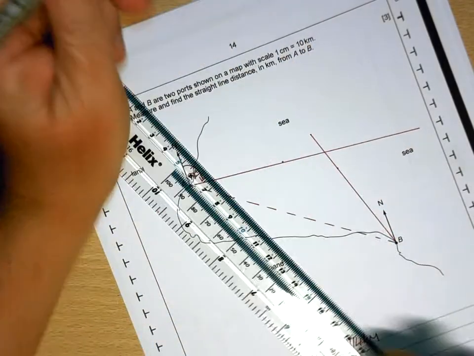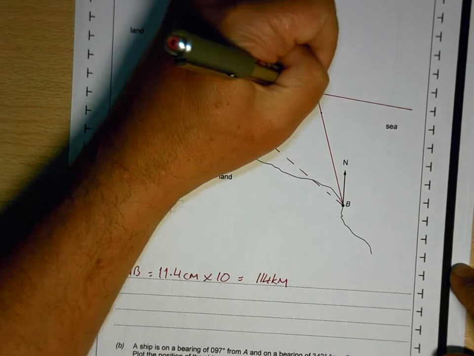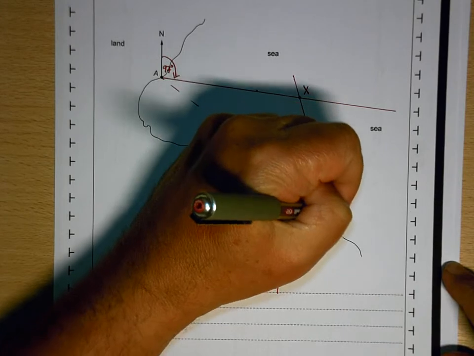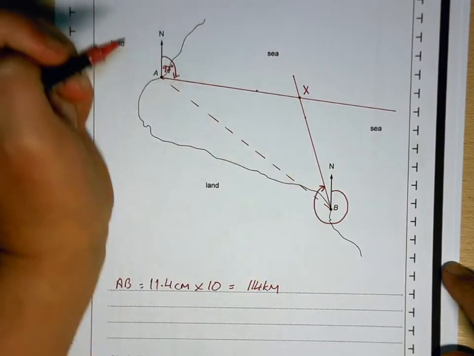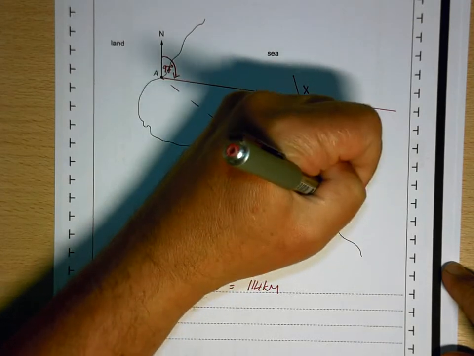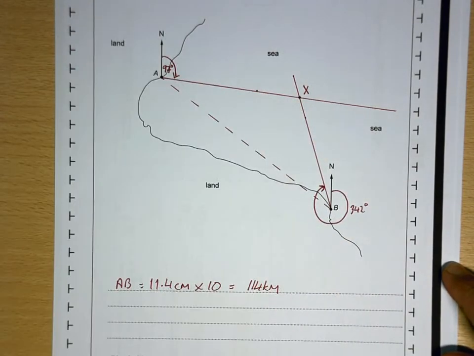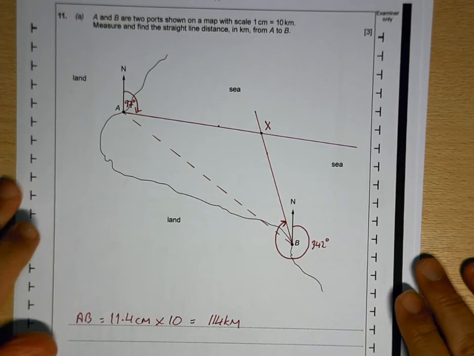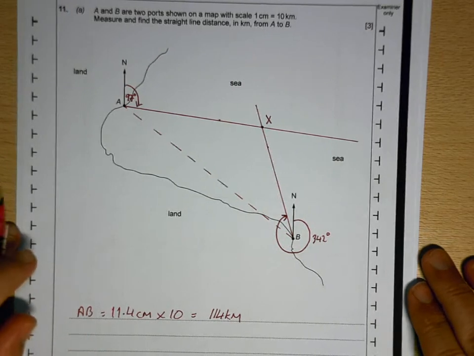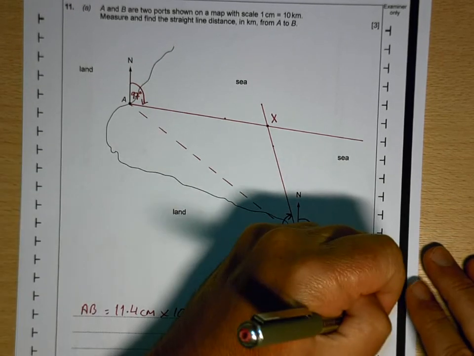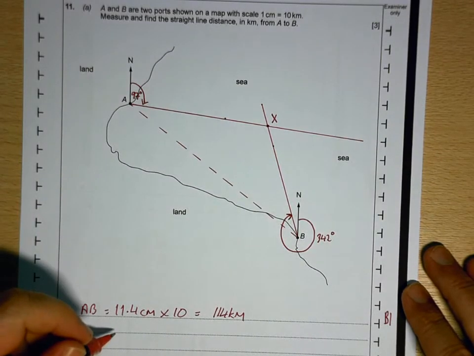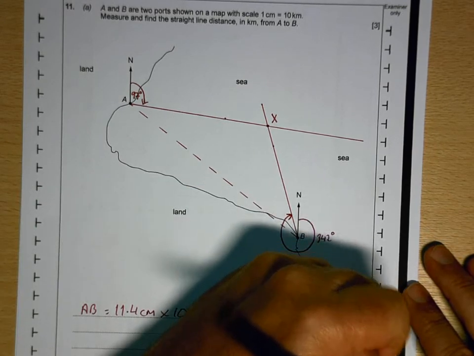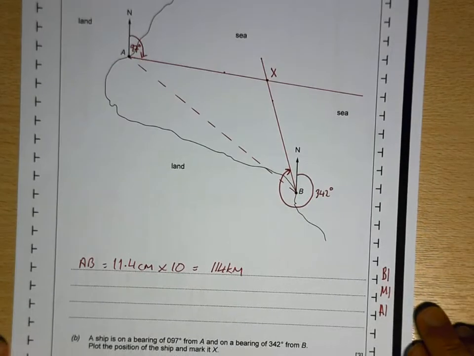Draw that in, and where the lines cross, put a dot, call it X. So this angle all the way around there, it's nearly back to the start, which would be 360 degrees, is 342. So for that part A, there's 1 mark for the 11.4 centimetres. There's 1 mark for the method of timesing by 10, and 1 mark for the answer.